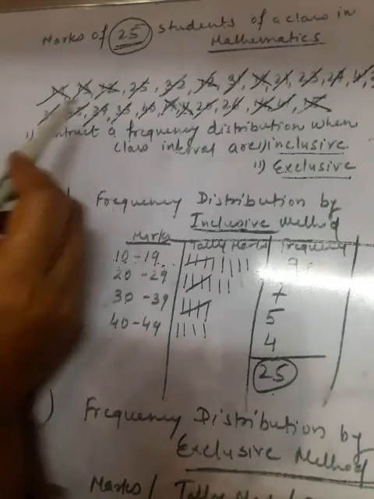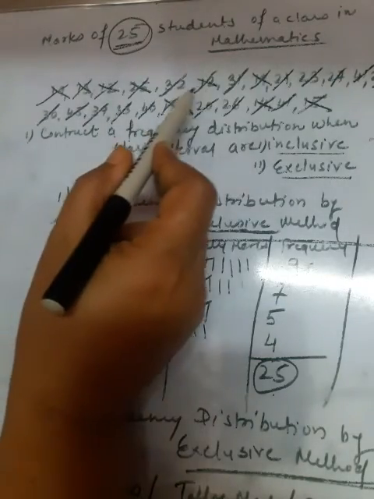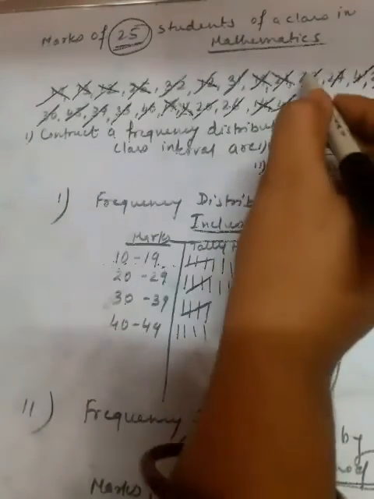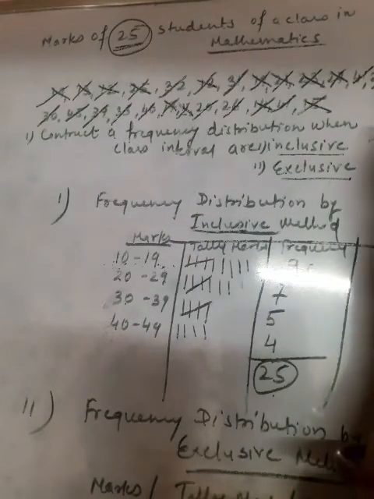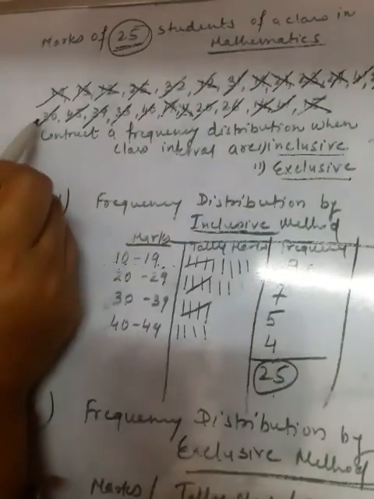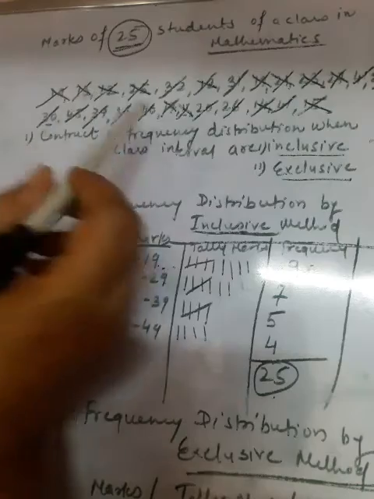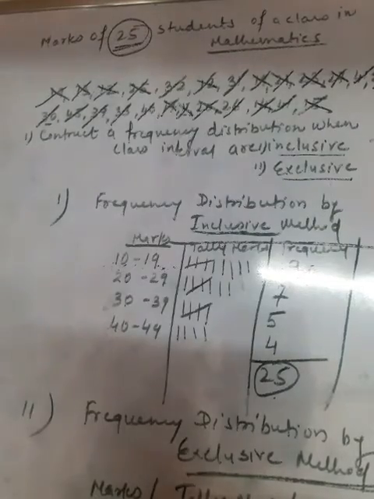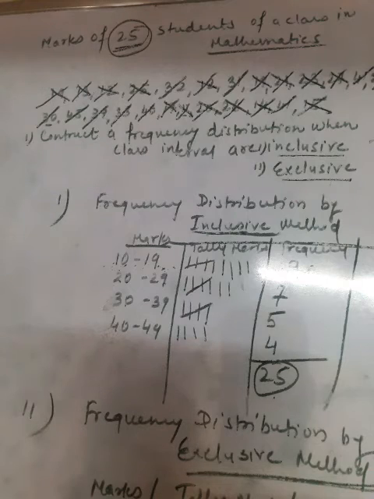Next one is 20 to 30. Again 20 to 30, here 25, 1, 21, 2, then 23, 27, 4, 30, 29, 5. 30 will not count here. Okay, 20 will be counted here, and then 26 will also be counted here, so that will be 7.